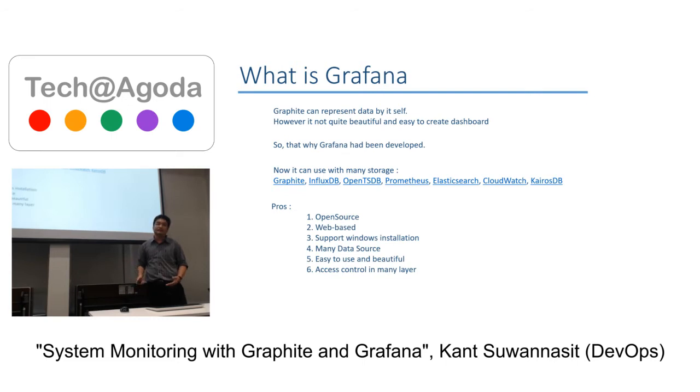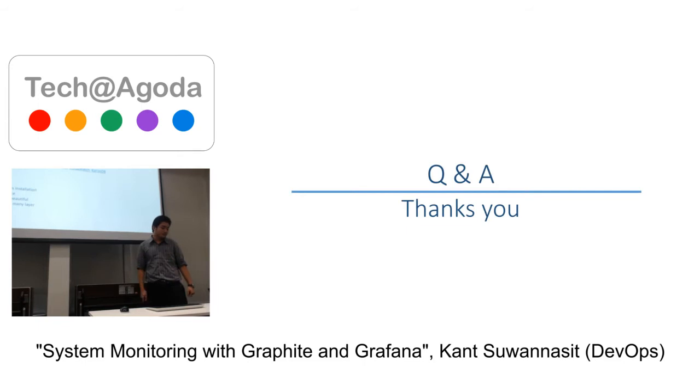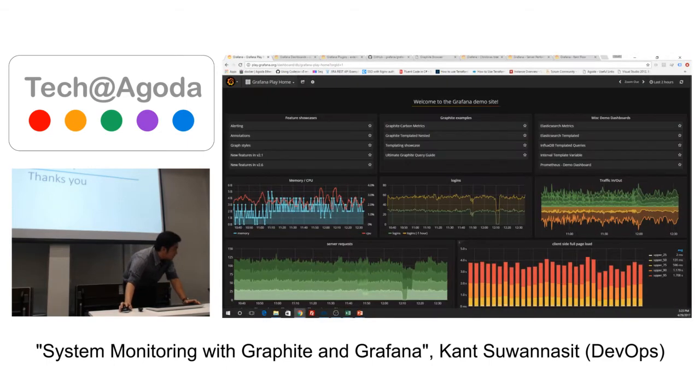The good thing is it is open source. There is a big community around it, 15K developers subscribed on their GitHub, and it's web-based. It can be installed on Windows, it supports many data sources, it's easy, and it has access control. I will demo Graphite and Grafana for you. Okay.